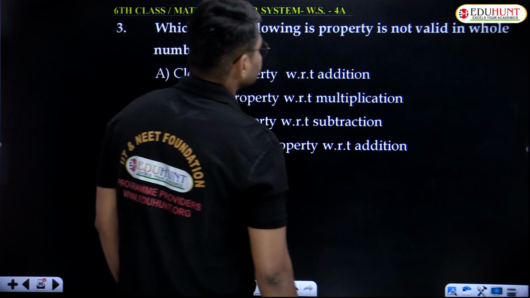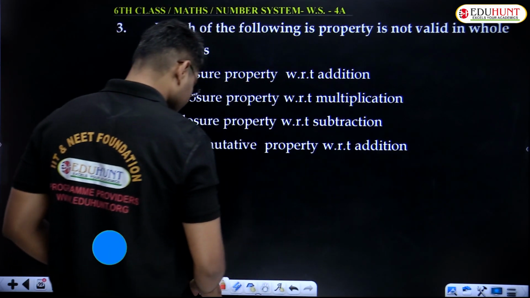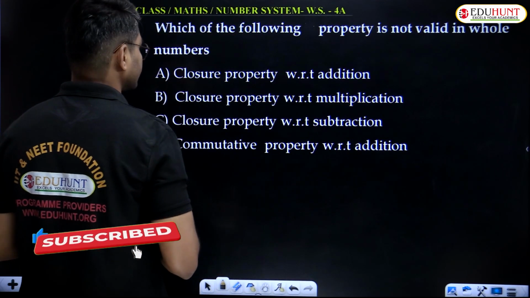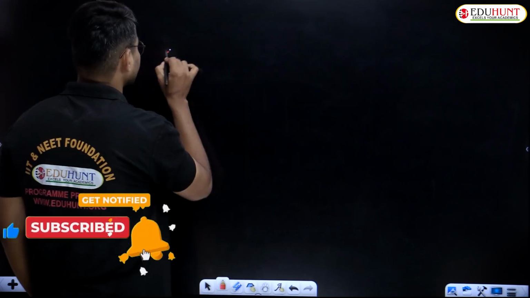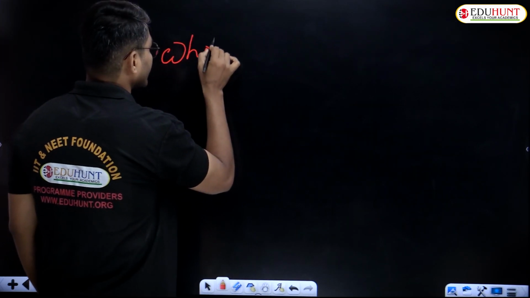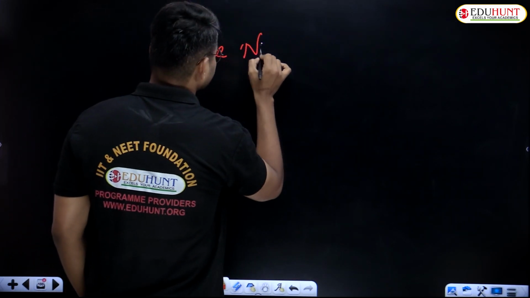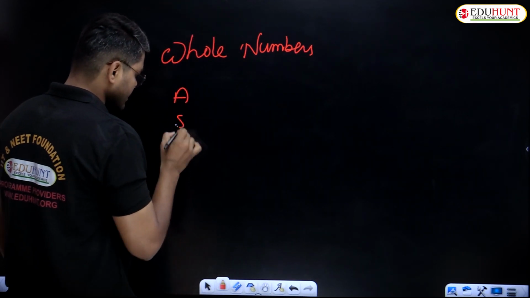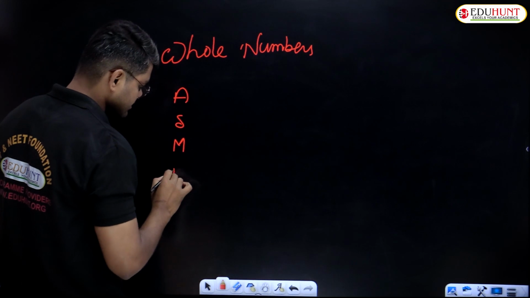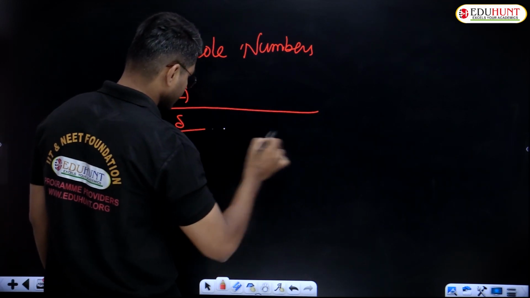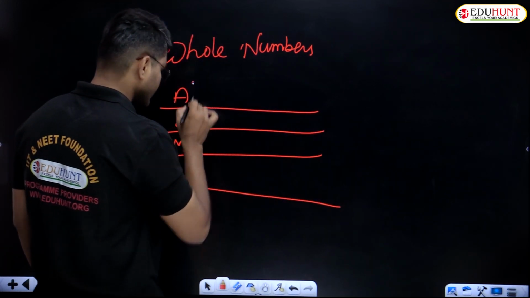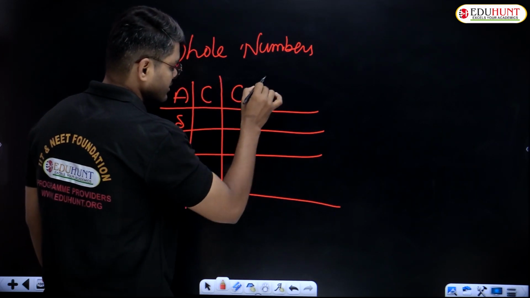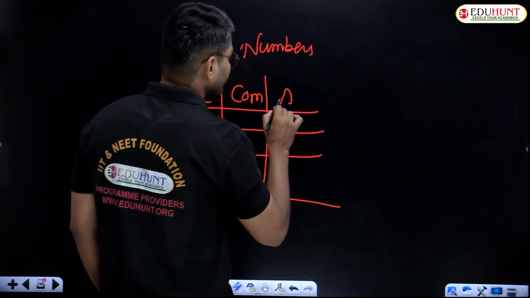Which of the following property is not valid in whole numbers? Okay, whole numbers. Let's revise the concept. Addition, subtraction, multiplication and division. Closure property, commutative property. Next, associative property.